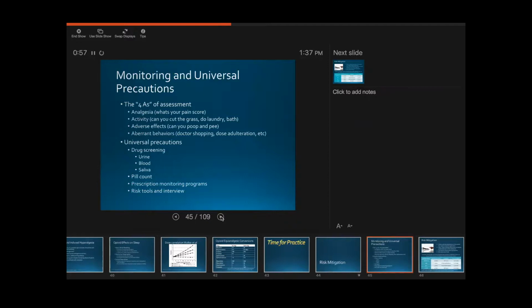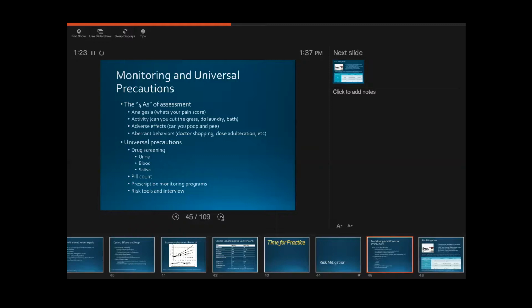And so the whole overarching concept of using an opioid safely is risk mitigation strategies. We'll also call this universal precautions. How do we keep people safe on these drugs? The number one thing I can tell you guys when we are actually seeing a patient in the clinic is you need to specifically assess each time that you see that patient what we call the four A's.